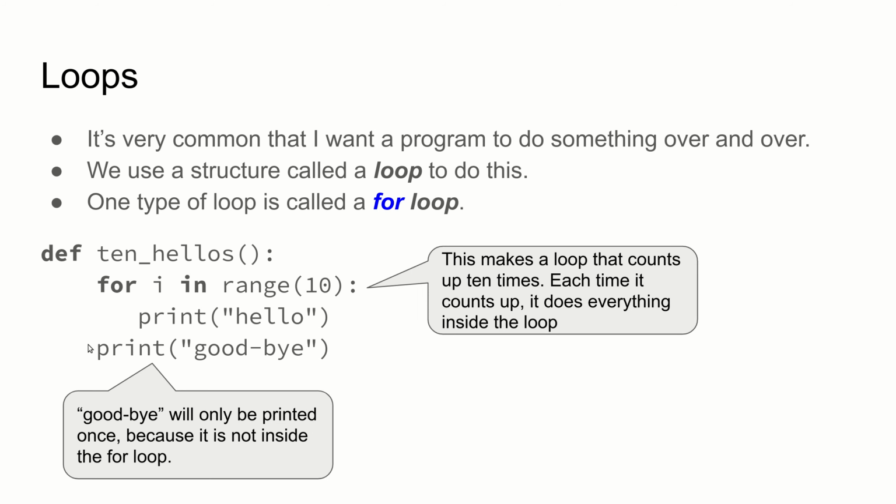If we include something that's not indented below the loop's body here, then that will only happen after the loop finishes its entire job. So after I has had all of the values 0 through 9, or in other words, after hello has been printed 10 times, then goodbye will be printed 1 time. The loop finished, and so it can step on to the next line.